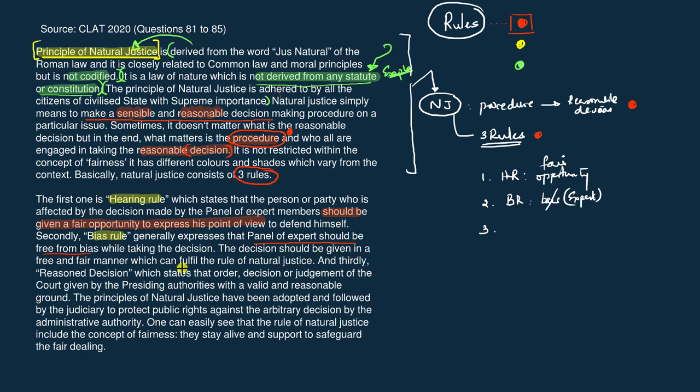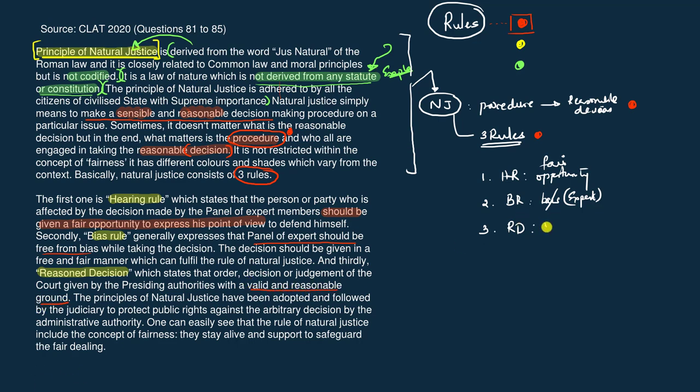The decision should be given in a free and fair manner which can fulfill the rule of natural justice. And thirdly, ladies and gentlemen, we have the third rule, which is reasoned decision. I'm going to call it RD, which states that the order, decision or judgment of the court given by the presiding authority must have a valid and reasonable ground.